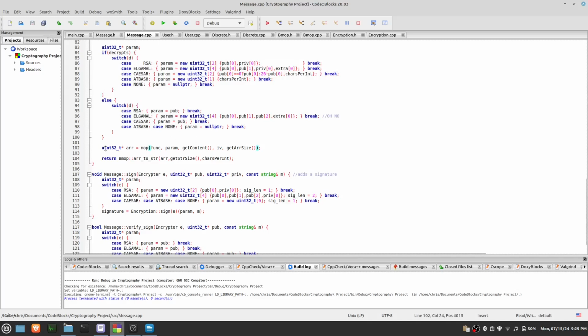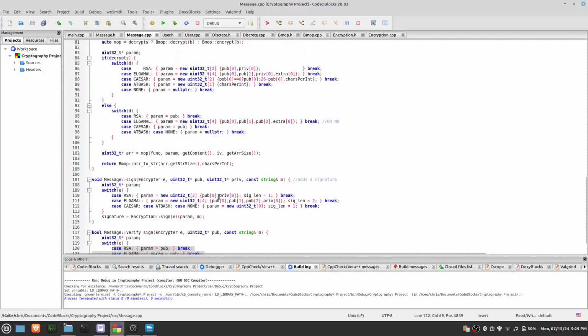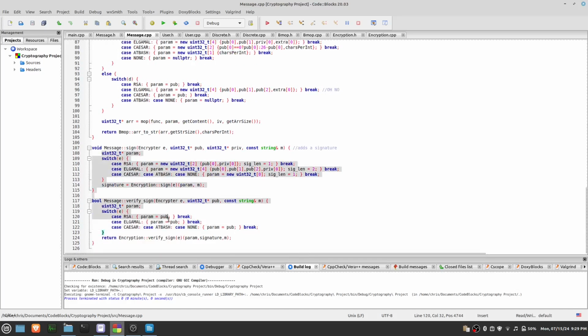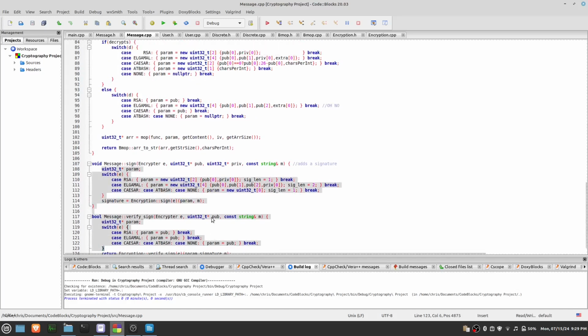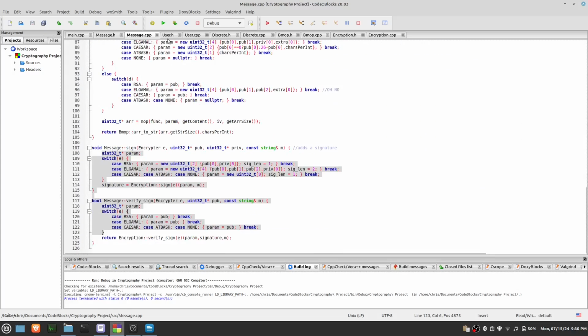Yeah, basic stuff. We also have the sign function and the verify signature function, which I like how I didn't notice until recently that no matter what the encryption method is, we just set the parameter to the public key. Okay. I probably should have included more comments on this in hindsight. Actually, on a lot of things here.